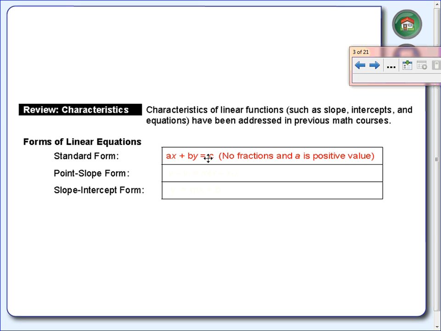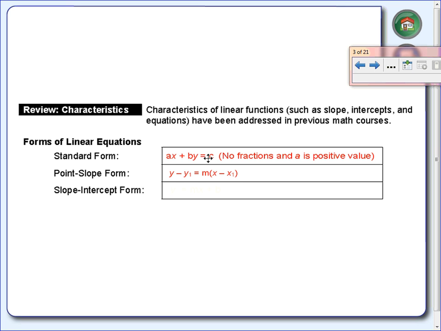The next one is point-slope form. Now, this one you didn't use too much back in Algebra 1. You have seen it, you just didn't use it too much. And that one, trickier here, is y minus y1 is equal to m times x minus x1. This is called our point-slope form. The reason they call it point-slope form is because within that equation, we have a point, and we also have a slope. We're going to use that equation here in a little while.